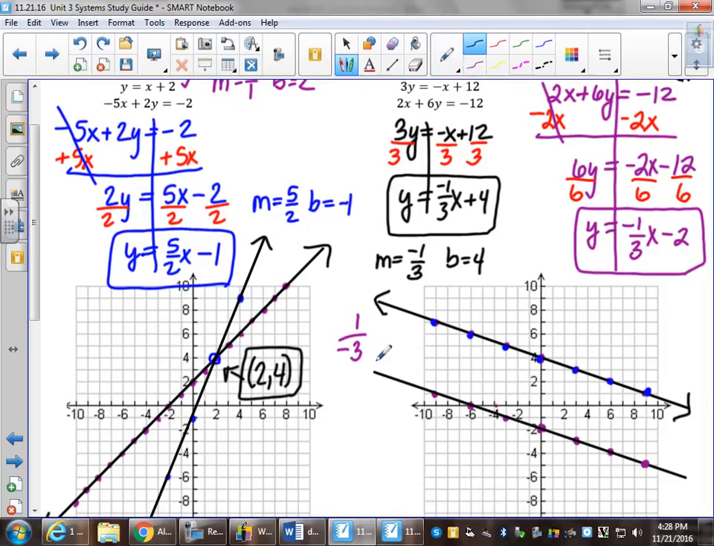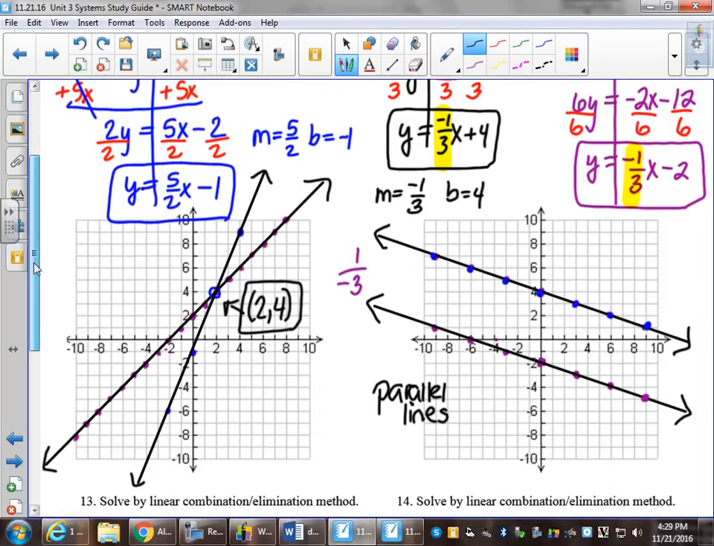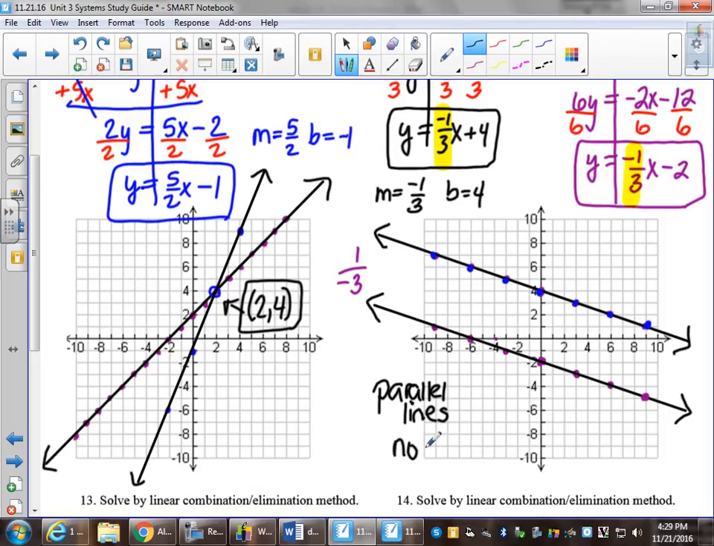What kind of lines are these? They are parallel. And does it make sense that we got parallel lines? Well, let's look at the slopes. The slope of this first line is negative 1/3. The slope of the second line is negative 1/3. So yes, it does make sense that we have parallel lines. Same slope, different y-intercept. So parallel lines, which means no solution. These lines will never intersect.